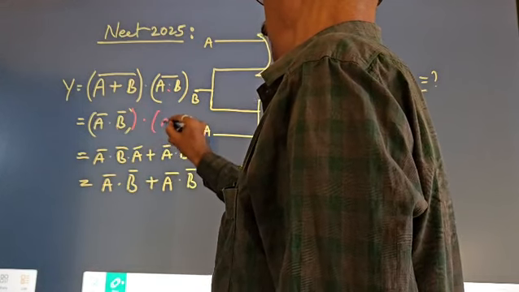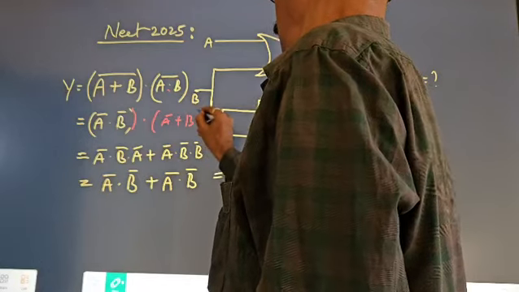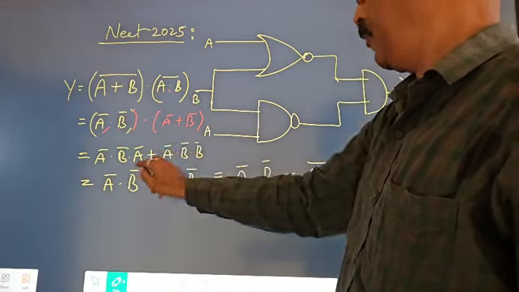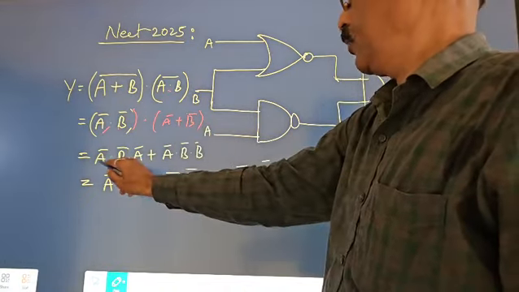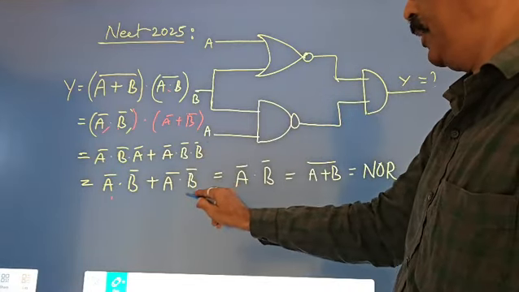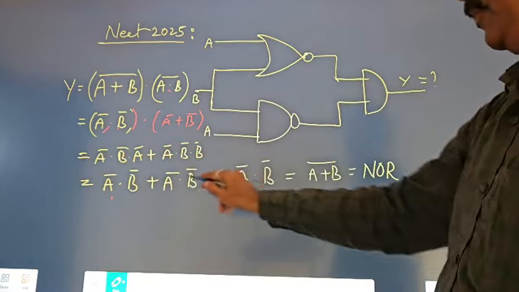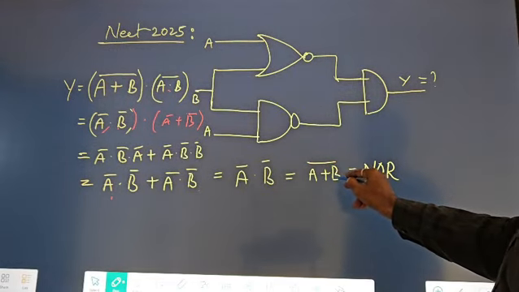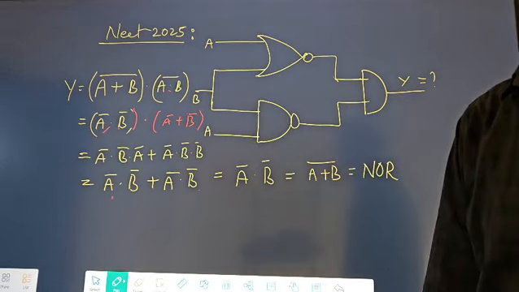A bar plus B bar. Okay. So A bar dot B bar dot A bar dot B bar plus A bar dot B bar dot B bar. So A bar dot A bar is A bar, B bar dot B bar is B bar, so A bar dot B bar. So 1 plus 1 is 1. That means A bar dot B bar you will get. According to De Morgan laws, this is nothing but A plus B bar, which is NOR gate.